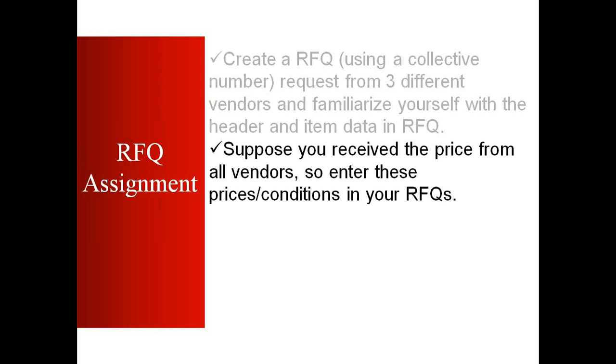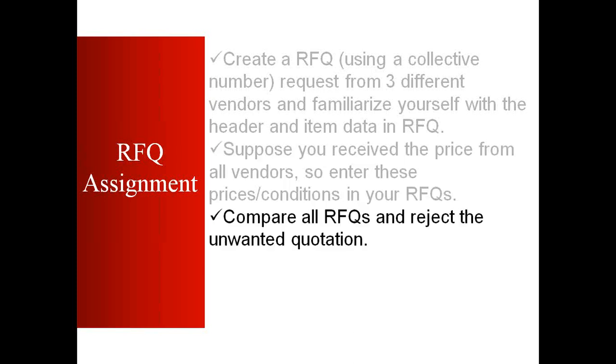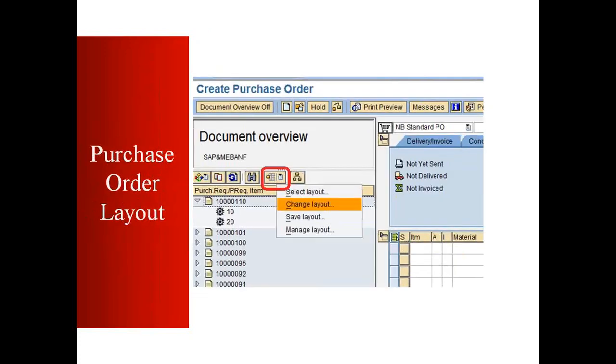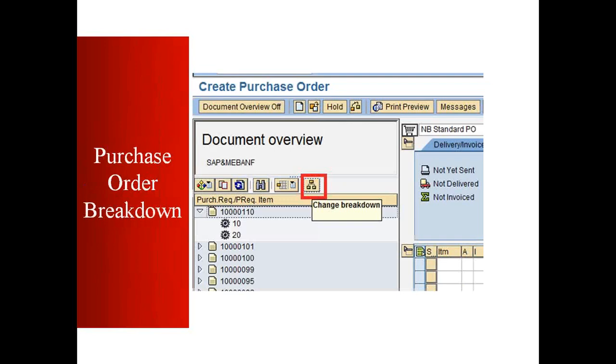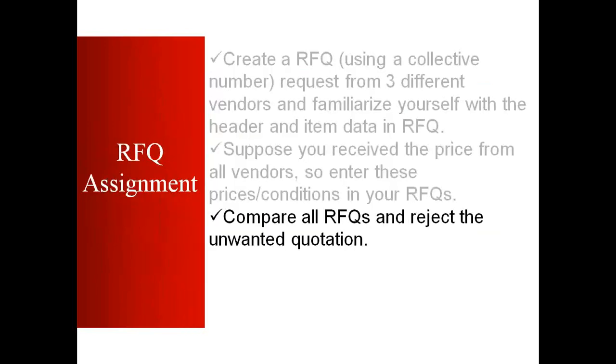Then compare all the RFQs and reject the unwanted quotations, and finally create a purchase order as a reference from the one that you like for the quotation, and also play with the change layout and the breakdown buttons. Okay, as I just did this breakdown and change layout. Just play with the settings and see how they work. Okay, so that's the end of the first part.